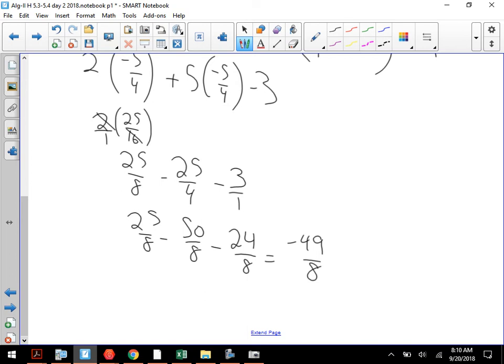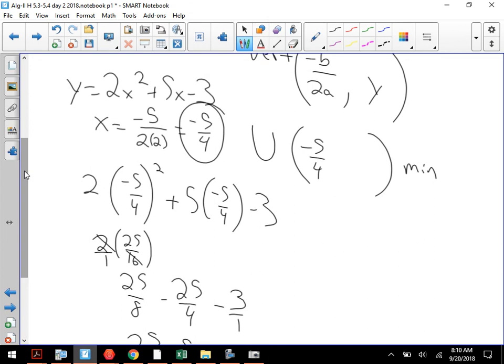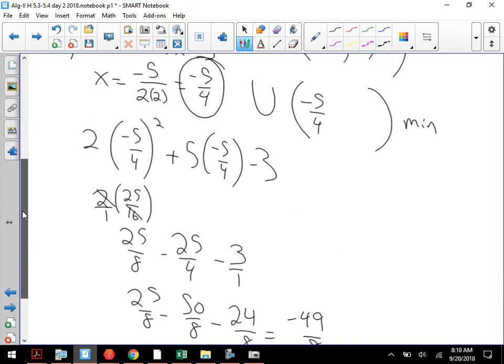Now, 4ths, 16ths, 8ths, that's a little bit crazy. I try to stick with halvesies, maybe even a third. They're a little bit easier to work with than that one was, but they're not impossible, okay? They're not going to be impossible, because once you get that one value, there's your y coordinate. I forgot what it was. Negative 49 over 8.